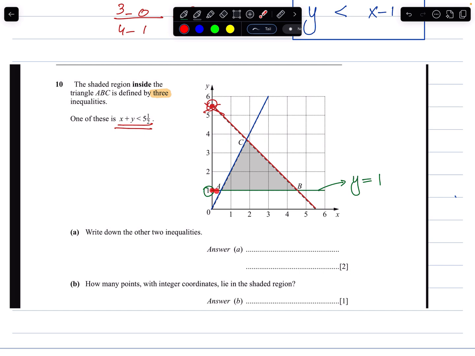Once we have found its equation, my son, ask yourself: is the shaded region below this line, or is the shaded region above this line? The answer is that the shaded region is clearly above the y equals 1 line, right? So what will my inequality become? The inequality will become y is greater than 1. We said that whenever the shaded region is above the line, the left side will be bigger than the right side. So y is greater than 1.